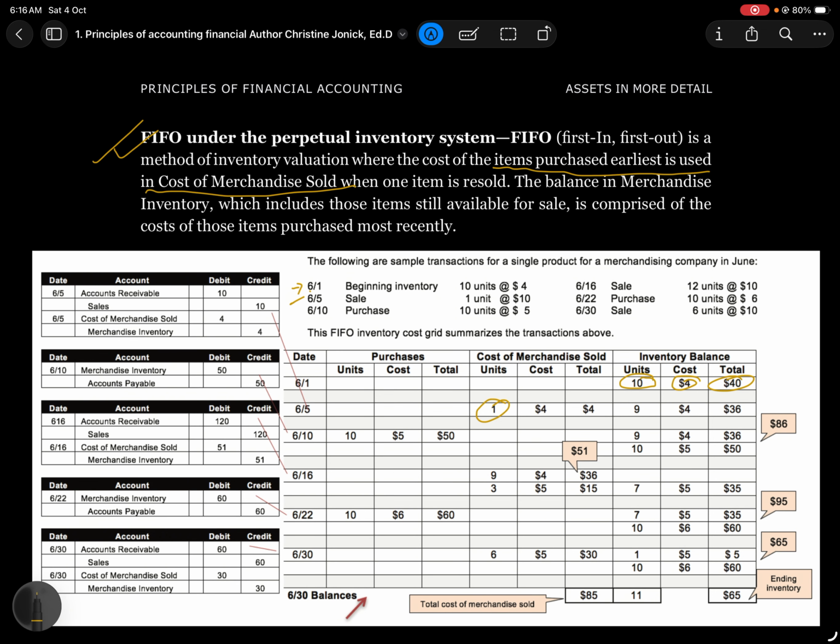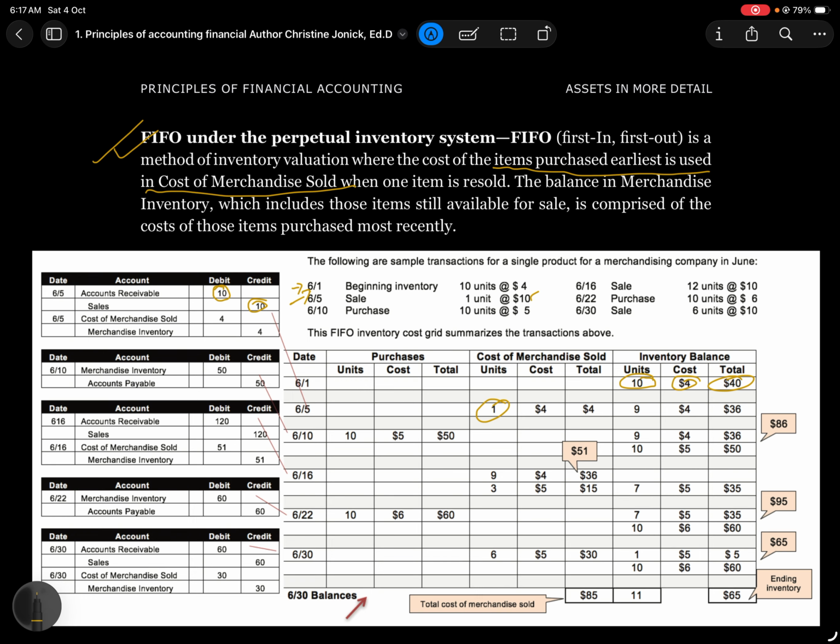We made a sale of 1 unit at the rate of 10, right? So in that situation, what happens? We debit accounts receivable and credit sales, right? For how much? $10. We have recorded the sale, but we need to affect the inventory as well, right?